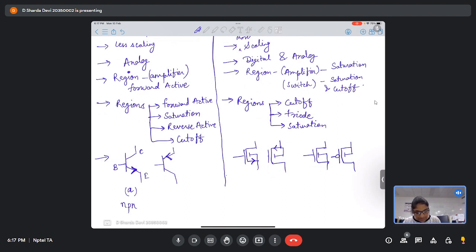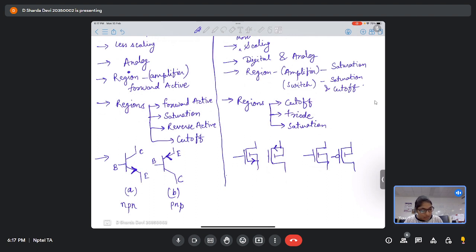So since it is NPN, this will be PNP with emitter, base, and collector, right? Yes, ma'am. So one thing that we need to keep in mind is that the current direction is always given at the emitter terminal for BJTs.